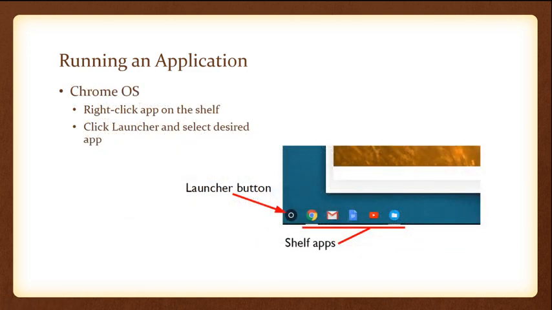All right, and then finally for Chrome OS, you can either click on an app down here on the shelf, or you can click on the launcher button, which will give you all the desired apps in the system, and then you click on that one.